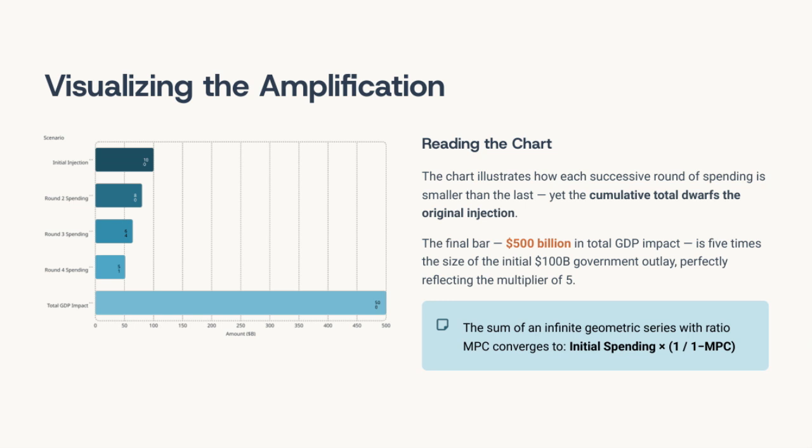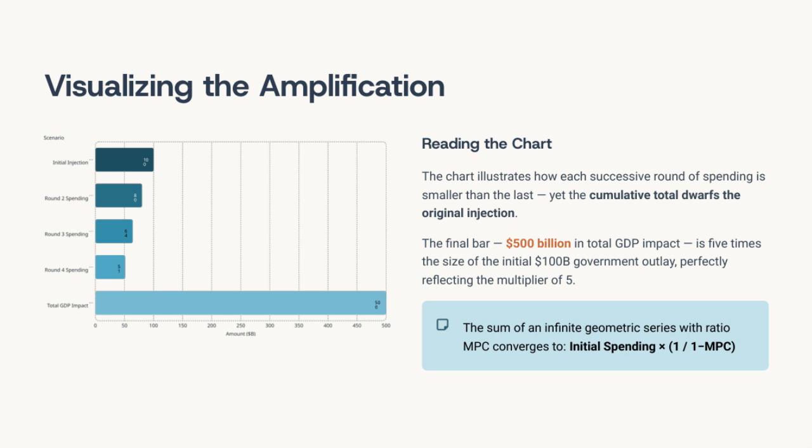Now, look at the final bar on the chart. It's labeled $500 billion in total GDP impact. Notice that this is 5 times larger than the initial $100 billion government outlay. This 5-fold increase perfectly reflects the multiplier effect of 5, which we've been discussing throughout the presentation.